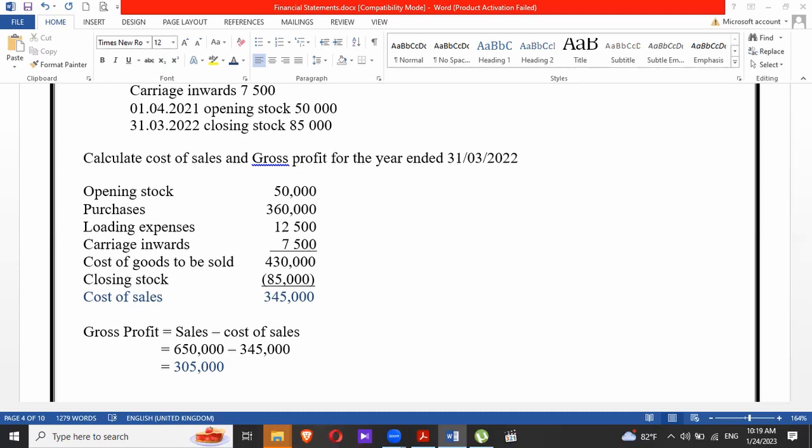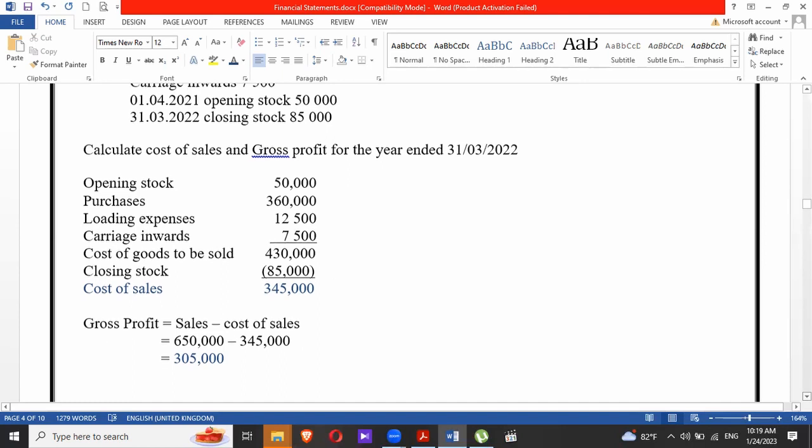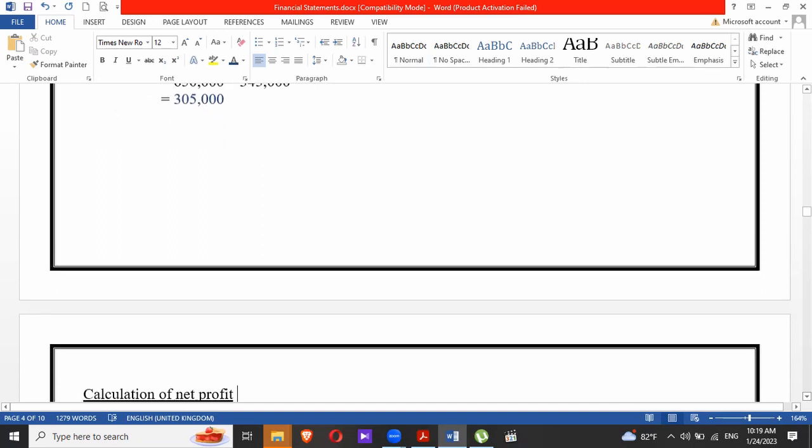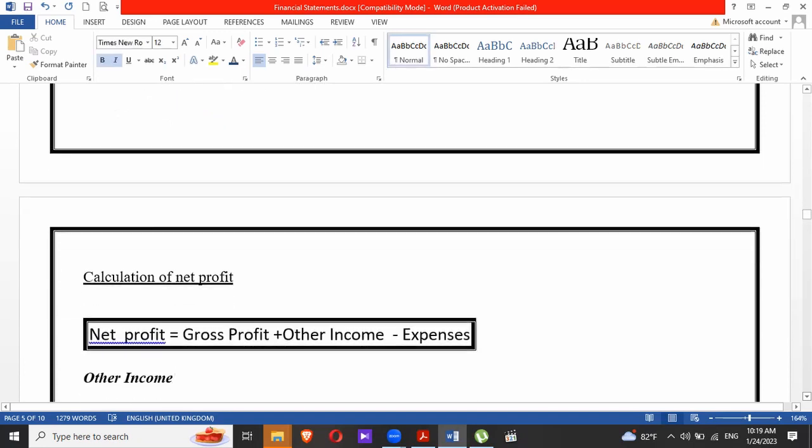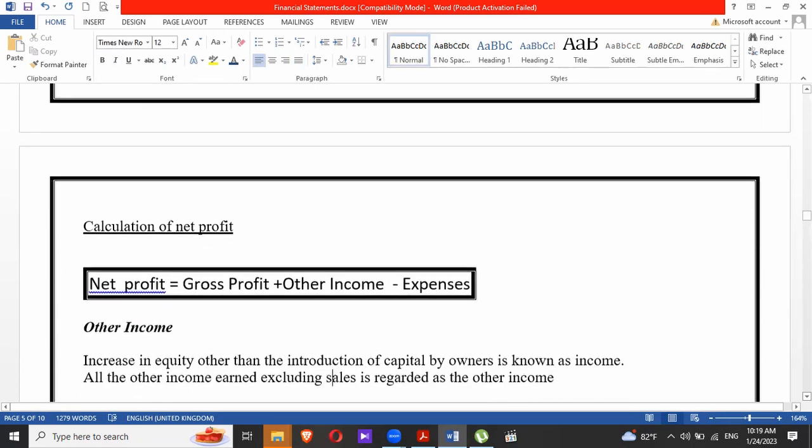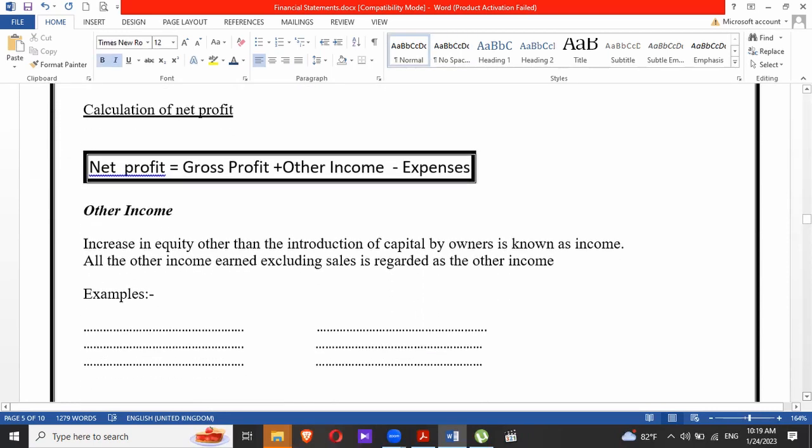Right, let's move to the other part. I told you at the beginning, the preparation of the profit or loss statement contains two steps. First step we have already finished. The second stage is calculation of net profit, right? Calculation of gross profit we have already finished. So this is calculation of net profit. Look at this. I have given the formula first, so you can get a basic understanding of net profit. Net profit equals gross profit plus other income minus expenses.